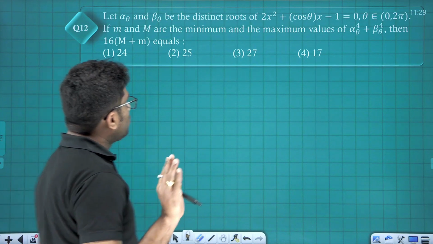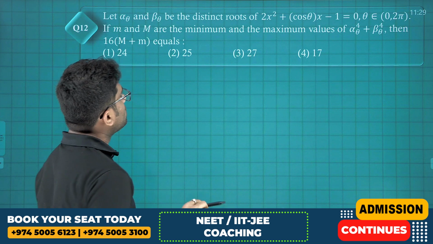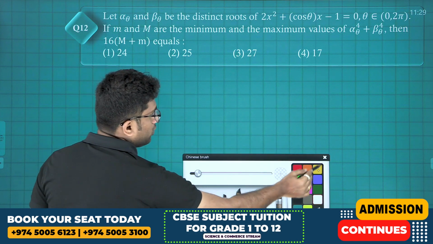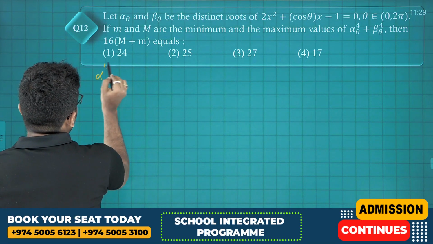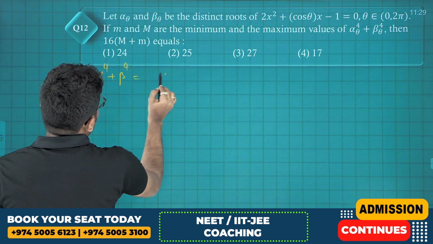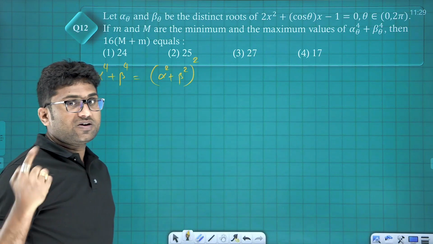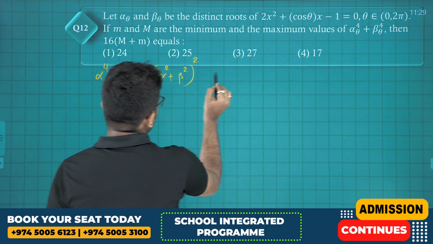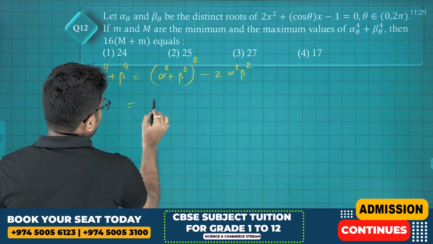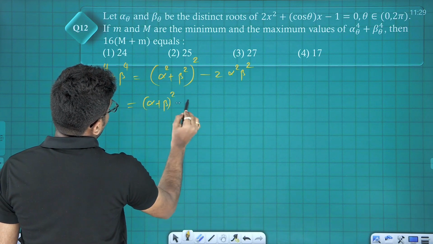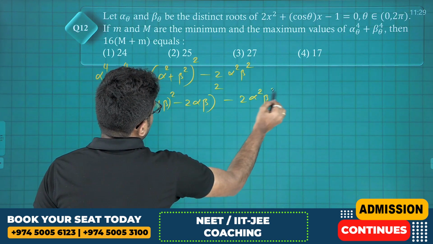Alpha and beta are the distinct roots of 2x square plus something. Small m and capital M are the minimum and maximum values. Then what is the value of alpha power 4 plus beta power 4? I'm just taking it as alpha and beta. So alpha power 4 plus beta power 4, we can write as alpha square plus beta square whole square, like a square plus b square is a plus b whole square minus 2ab, minus 2 times alpha square beta square. Again, alpha square plus beta square we can write as alpha plus beta whole square minus 2 alpha beta, minus 2 alpha square beta square.